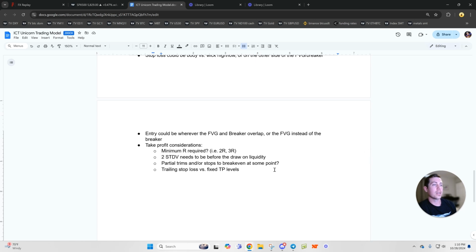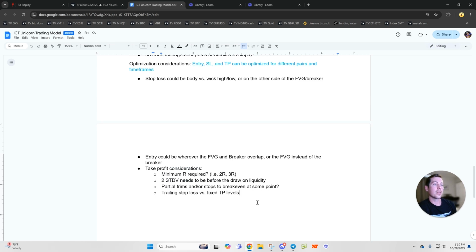And then, is there any kind of partial trims or anything that would be helpful for this strategy, or a trailing stop loss? So these are all things that you can consider over time as you're testing the strategy to really fine tune it and optimize based on the pair you're trading, the time frame, and large enough sample size. I do think these two in particular are probably helpful, where the 2 standard deviations needs to be before the draw on liquidity, and with most strategies the trailing stop loss would be beneficial, but maybe not in this case. We'll have to see how it plays out.